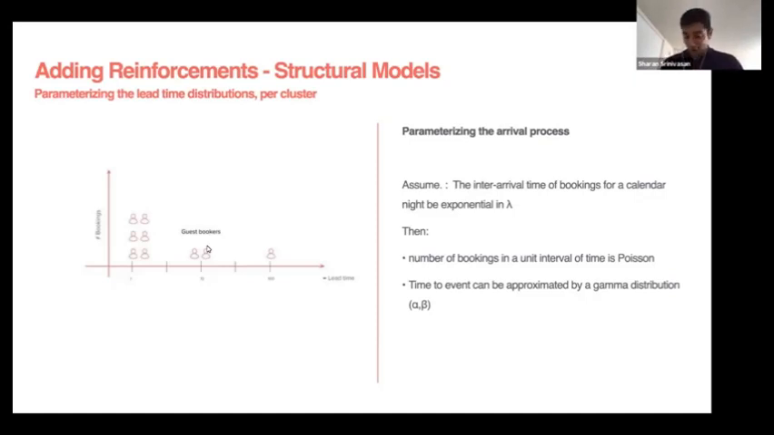I'm sure a lot of you know where I'm going with this. If inter-arrival times are exponentially distributed, the number of bookings that you'd get in a unit interval of time would be Poisson in lambda, and the time to the event, which is the time to the booking from the check-in date, would be gamma in some alpha and beta.